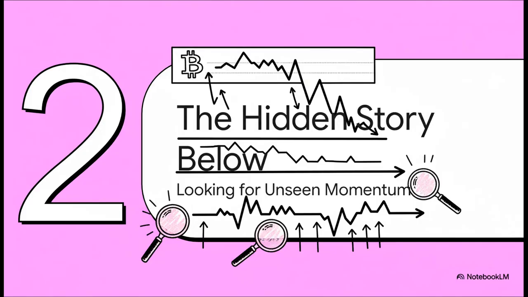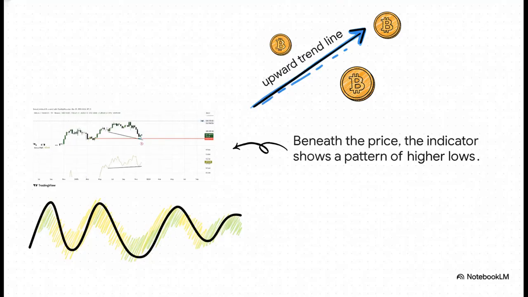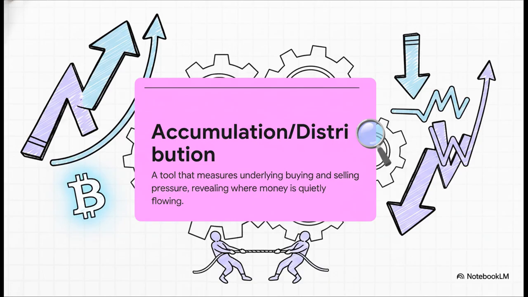But here's the thing, that's only the surface story. To get the full picture, we have to look deeper. We need to look at the hidden story being told by that indicator down at the bottom. Now, see that wavy line down there? That's not the price. It's a special tool, an indicator that's designed to measure something much deeper, the real buying and selling pressure. And get this, while the price was heading down, look at what this line is doing. It's actually pointing up.